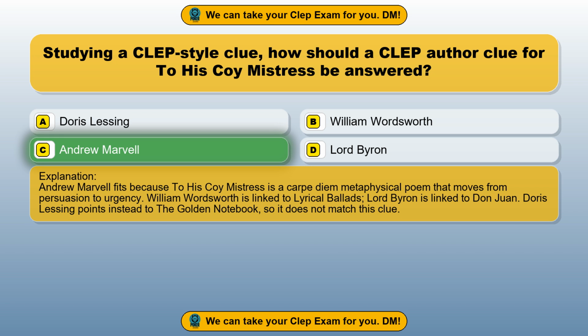William Wordsworth is linked to Lyrical Ballads, Lord Byron is linked to Don Juan. Doris Lessing points instead to The Golden Notebook, so it does not match this clue.